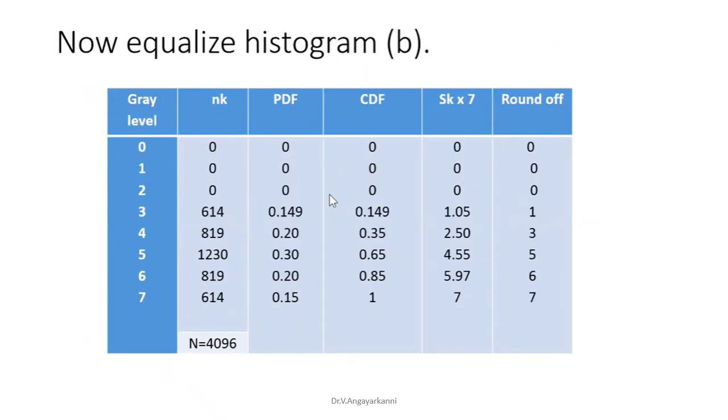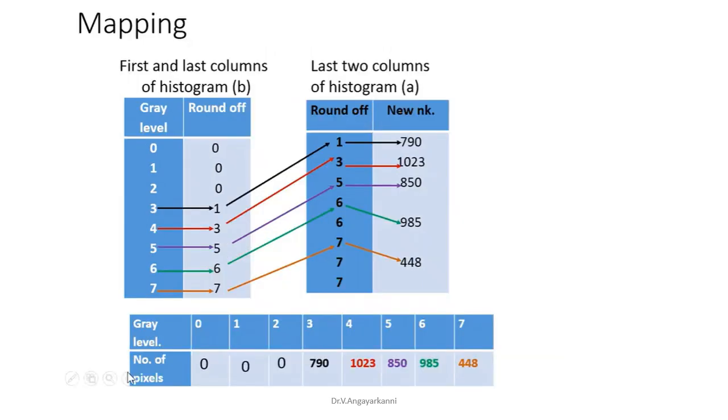Now equalize histogram B, that is the target one. In the same way, calculate all the n values, PDF, CDF, and SK times 7, and round off those values. Then we get the two tabulations. The first and last column of histogram B and the last two columns of histogram A are taken, and now you check the values to see how we do the histogram mapping.